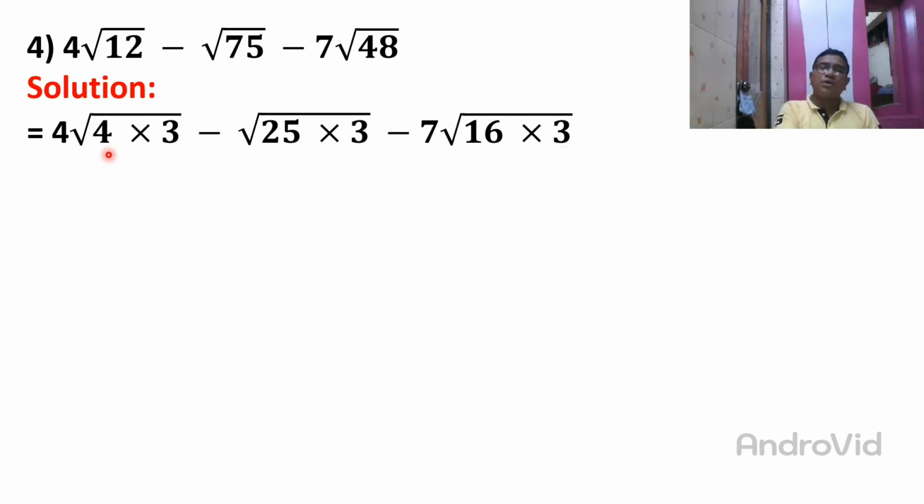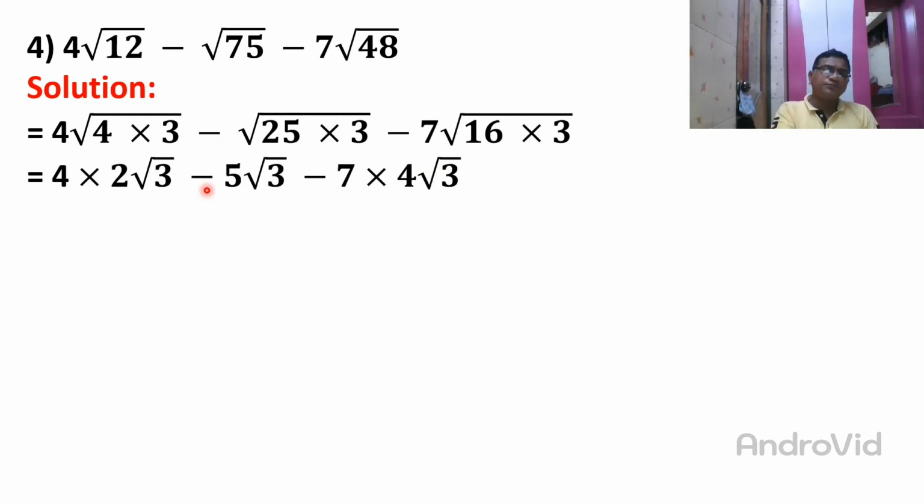So this is the 4. The square root of 4 you can find out: the square root of 4 is 2. The square root of 25 is 5, the square root of 16 is 4. In such a way, this 4 remains as it is, and this square root of 4 is 2, so I write here 2.